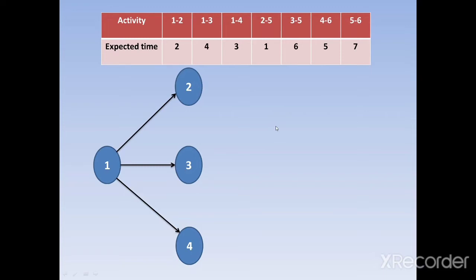So we need to draw this fifth node here, because there is a 2-5 activity and a 3-5 activity, so this network should be balanced. That's why we draw it like this. So I draw this 2 to 5 like this. So this is the fifth one, and this is the 3-5. So this is the 2-5 activity, and this is the 3-5 activity.